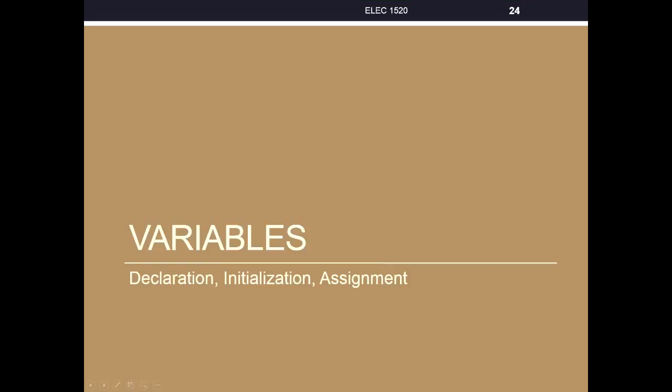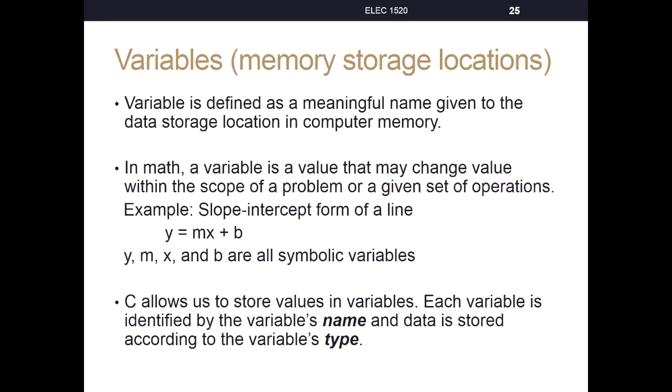Okay, let's talk about variables now. How we declare them, how we initialize them, and how we assign a value to them. So variables are memory storage locations. We want to give them meaningful names, so we'll use our identifier naming rules to give them meaningful names.